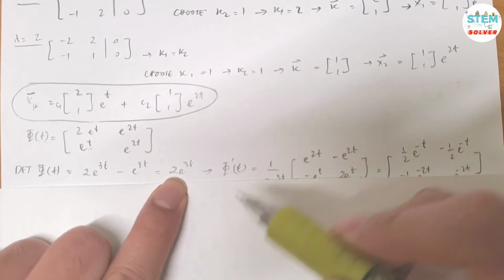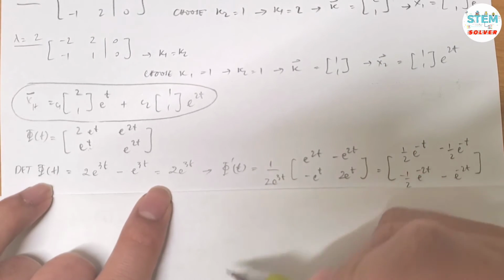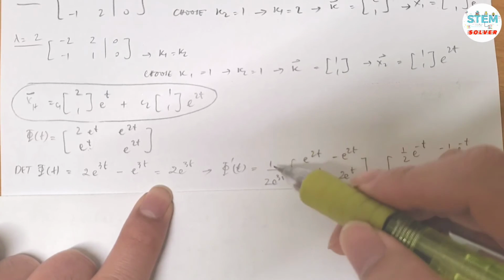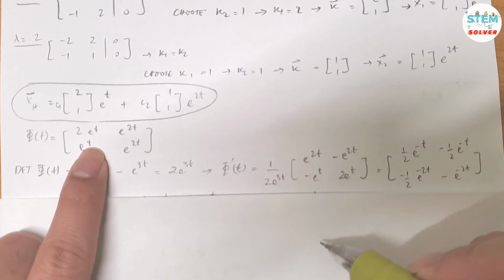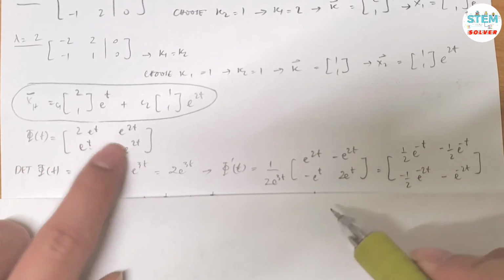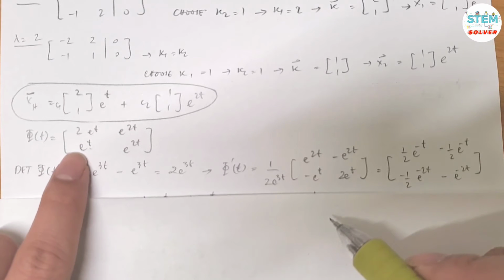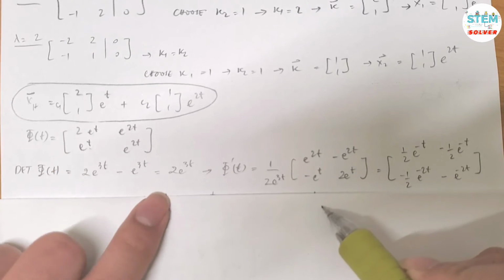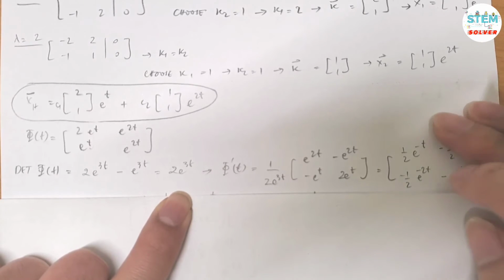Okay, so then you need to find the inverse of phi of t, which is equal to 1 over the determinant times this matrix. In the downward diagonal line, you just switch the position of these two, and in the upward diagonal line, you just multiply by -1. Okay, so if you do this calculation, it gives you this matrix.